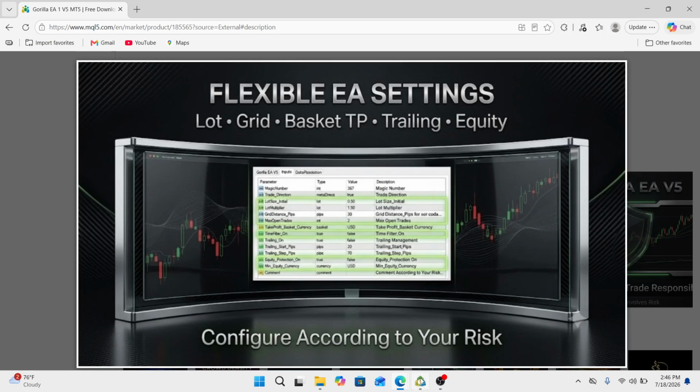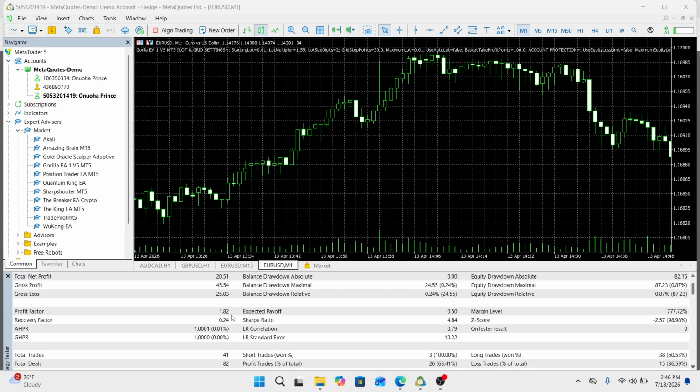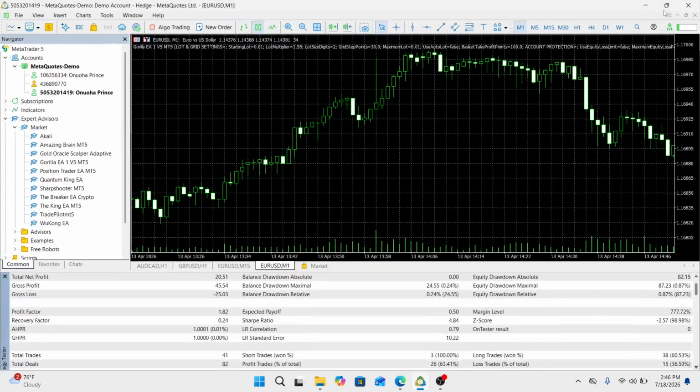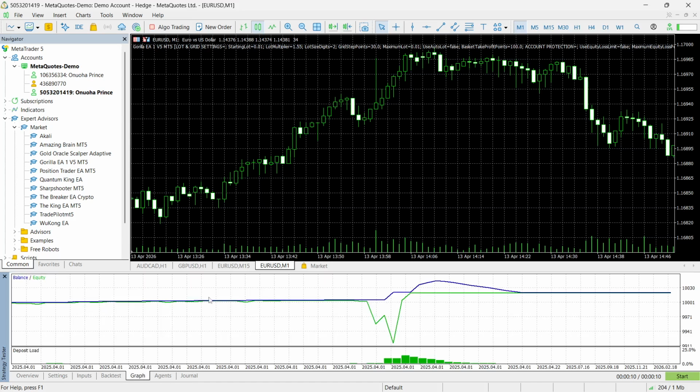All right. So heading over to MT5. Okay. I had the opportunity to test the EA on the EUR-USD pair on the M1 time frame for a custom period of a year, ranging from the 1st of April 2025 to the 1st of April 2026. And looking at my backtest on a 10K account, you can see that the equity curve shows overall positive growth with some minor pullbacks, ending nicely in profits.